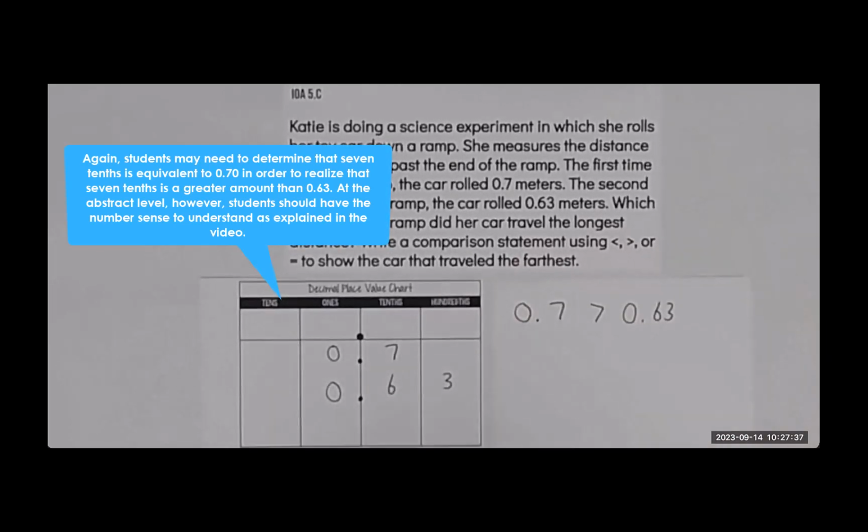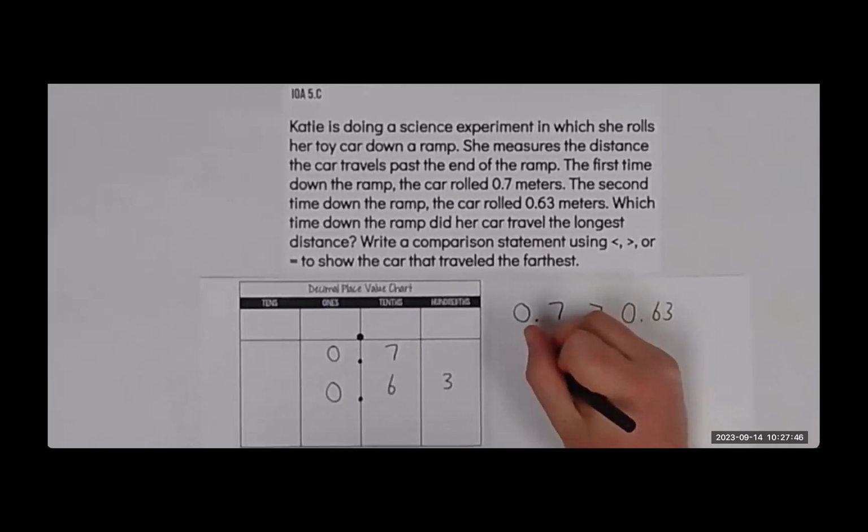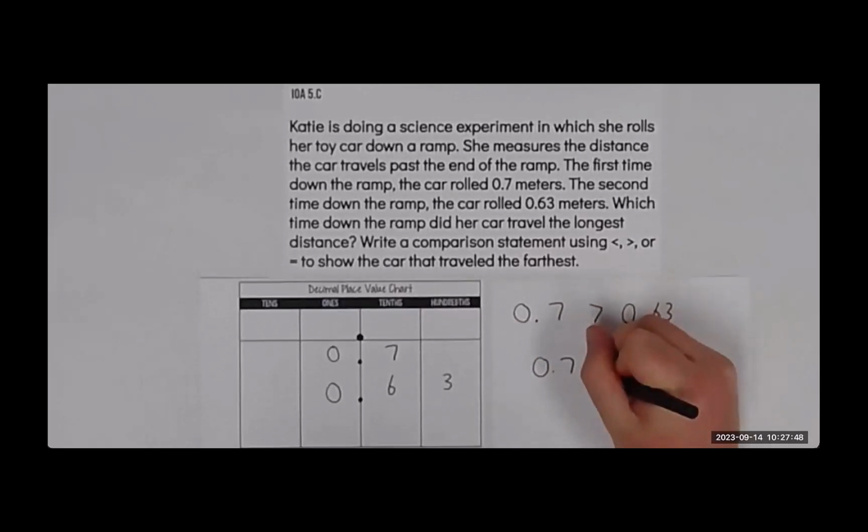So, going back to the problem, which time down the ramp did the car travel the longest? Well, the longest distance is when the car went 7 tenths of a meter. So the final answer to this problem is 7 tenths meters.